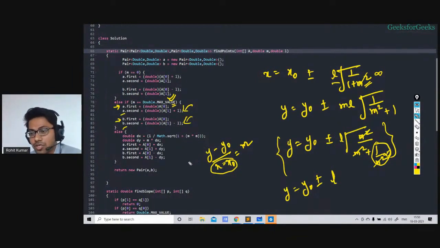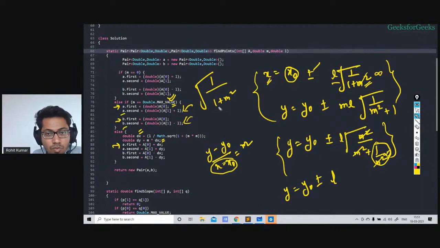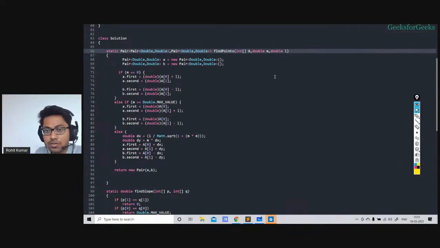Now, if these two extremes are not there, then what will happen? Then proper calculation of these two formulas as it is. So there you go. We have dx, which is 1 by math dot square root of 1 plus m square. Okay, so we have 1 by square root of 1 plus m square. This is my dx. Okay, dy is m times dx. Okay, and a dot first, which is this one, x, is becoming x naught plus dx, which is x naught plus 1 by square root of 1 plus m square. Okay, I think this is becoming too clumsy. Let me write this down once again.